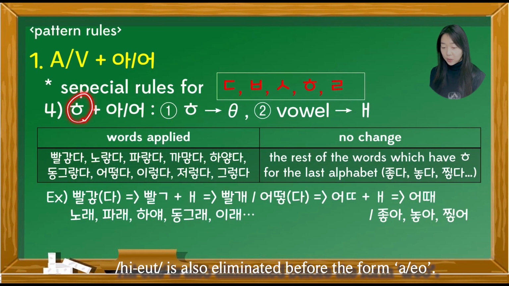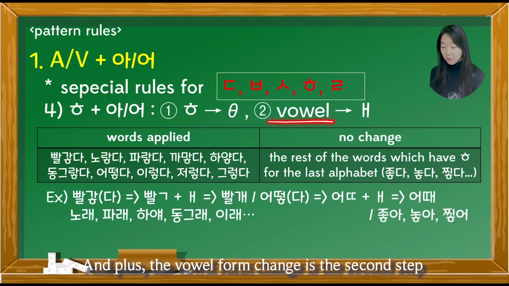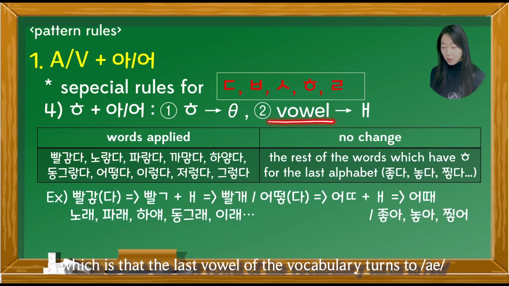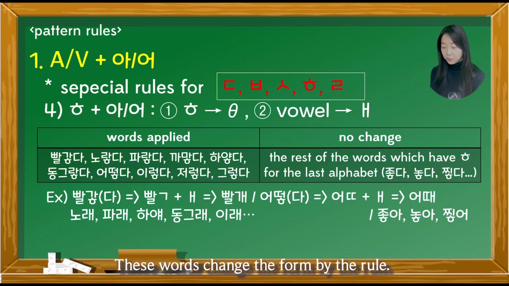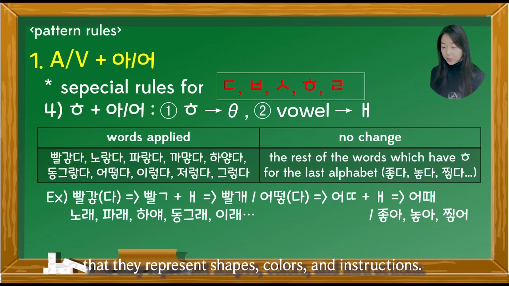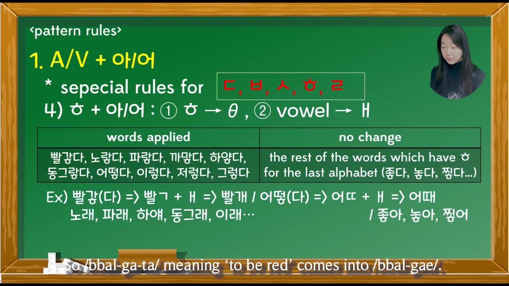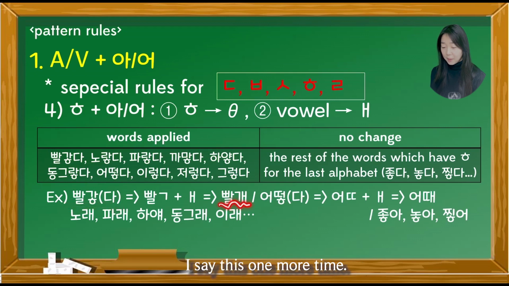Hid is also eliminated before the form 아어. And plus, the vowel form change is the second step, which is that the last vowel of the vocabulary turns to 에, no matter which side among yang and in the vowel belongs to. These words change the form by the rule, and they have something in common, that they represent shapes, colors, and instructions. So 빨갛다, meaning to be red, comes into 빨개.